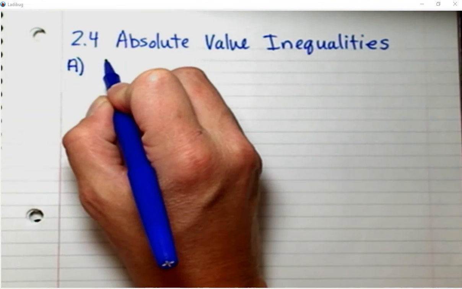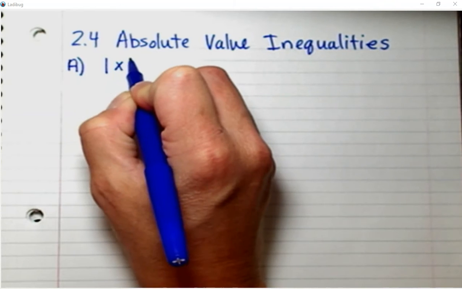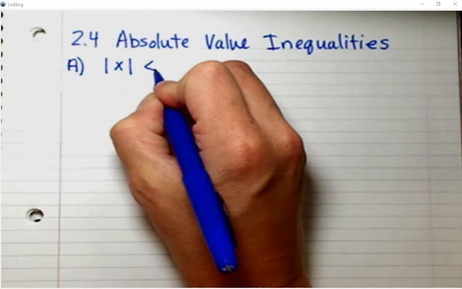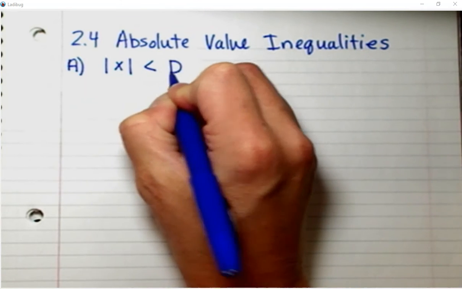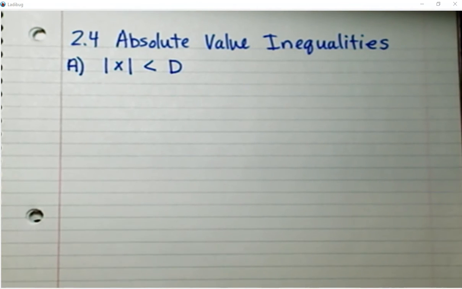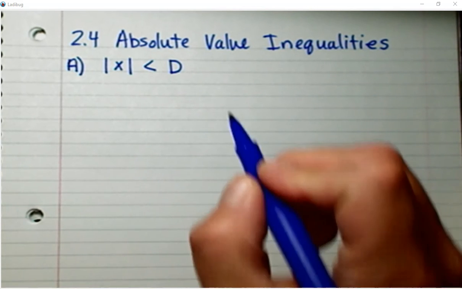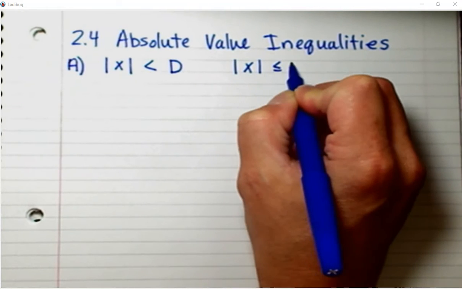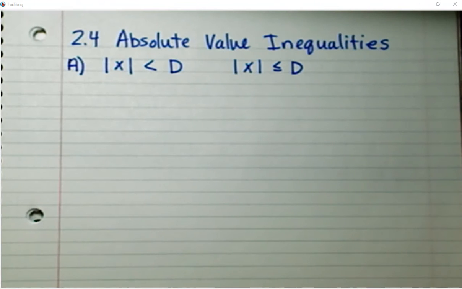We are going to look at absolute value. We're now changing from an equals to an inequality. So I'm going to say less than a particular number. That's kind of like D for distance. This could also be an equal to, but we're going to look at this less than category.